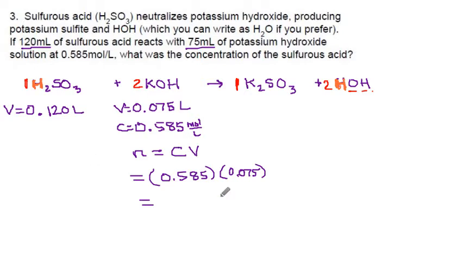0.075. And we get 0.043875 moles of potassium hydroxide. Now they want to know about the sulfurous acid, and because the ratio here is 2 to 1, we know our sulfurous acid is always going to be exactly half as much as the KOH. It's 1 out of 2 as much. So if you multiply this by 1/2 or divide this number by 2, you'll get the number of moles for the H2SO3.